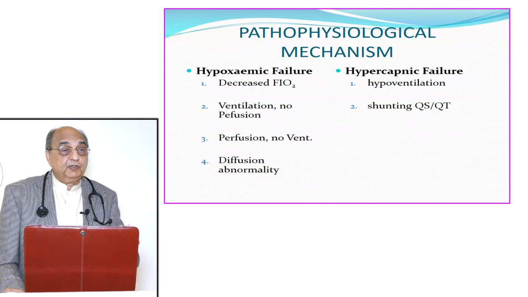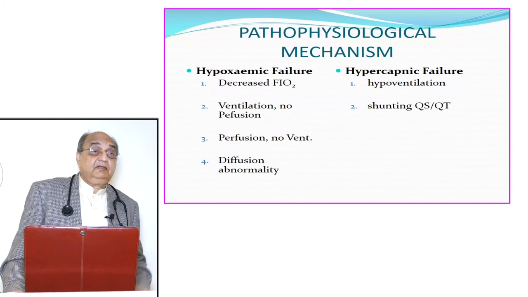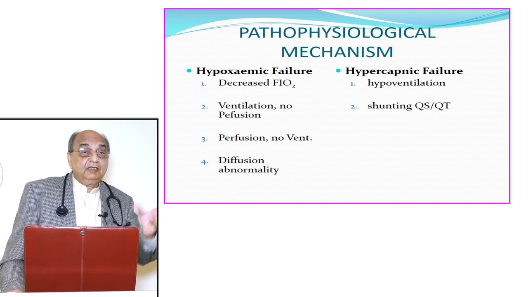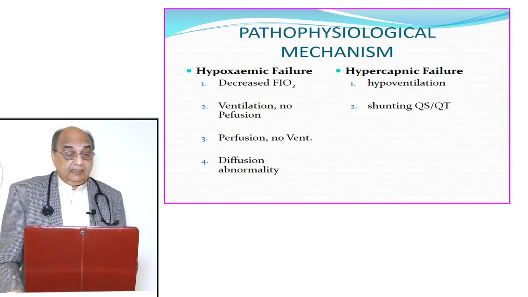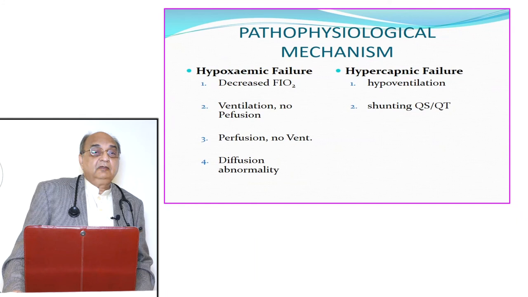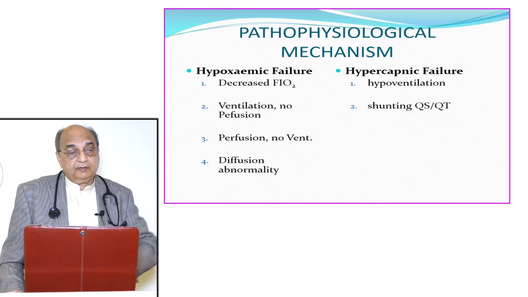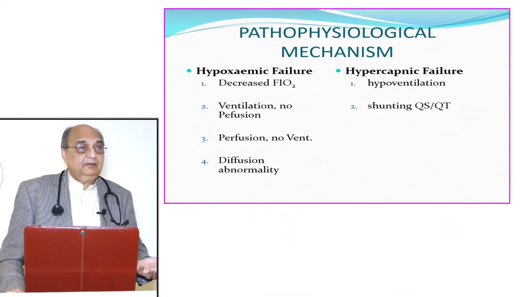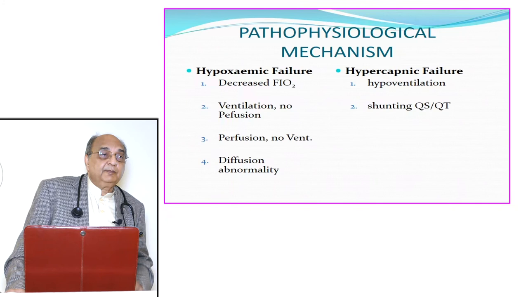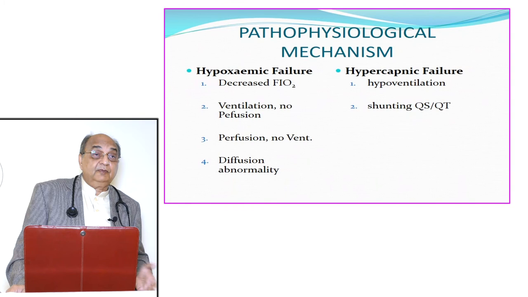In hypercapnic failure, one cause could be hypoventilation. The patient is not breathing properly, the respiratory rate is low, or the tidal volume is low. That will let carbon dioxide accumulate in the alveoli. Second is shunting of the blood. Blood is coming into the lung, but it's not coming in contact with the gases. It could be partial. Then we have to calculate the shunt, QS over QT, which is the blood not coming in contact with the gases, divided by the total amount of blood coming into the lung. That's called shunt. Normal shunt is about 3 to 4 or 5%. But if it keeps increasing, then we have to find out what is the cause of the shunting. And that is one of the most important causes of hypercapnic failure.